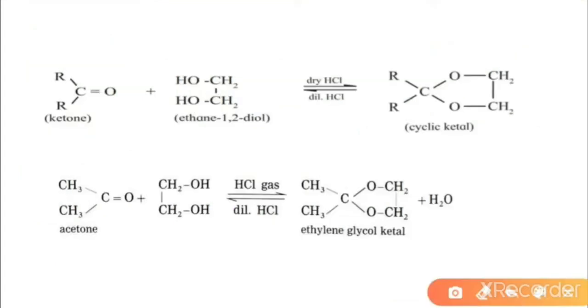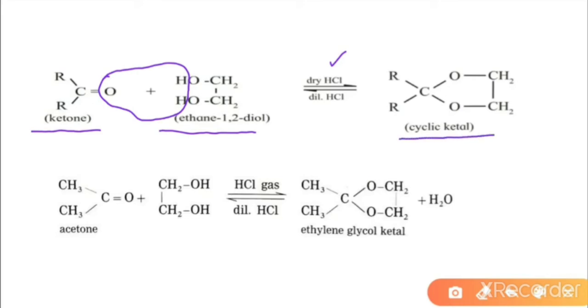Similar reaction occurs with ketone to form hemiketal or ketal. Let us consider the reaction of ketone and ethylene glycol, IUPAC name ethane-1,2-diol, in presence of dry hydrogen chloride. Oxygen of ketone combines with hydrogen of the hydroxy group present in ethylene glycol, and cyclic ketal is obtained.